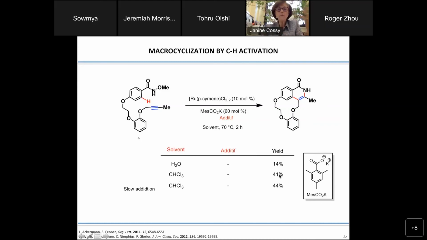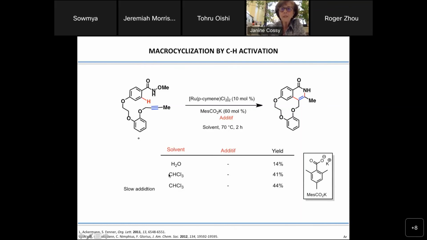We said, okay, we are not using very high dilution. So maybe one trick to have high dilution is to do a slow addition of this compound onto a solution of the ruthenium catalyst. The yield was a little bit increased, but it was not really great. But the student made a very important observation. He saw that after 15 minutes, even after the slow addition, the reaction had stopped.